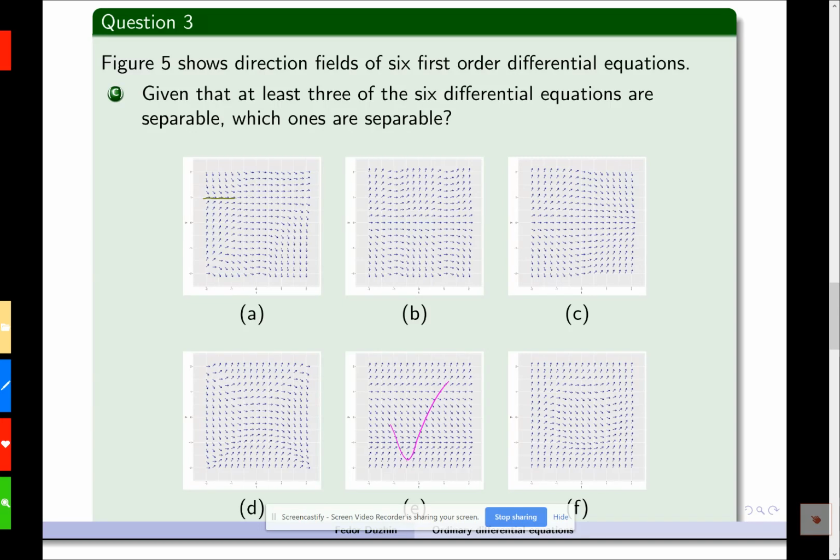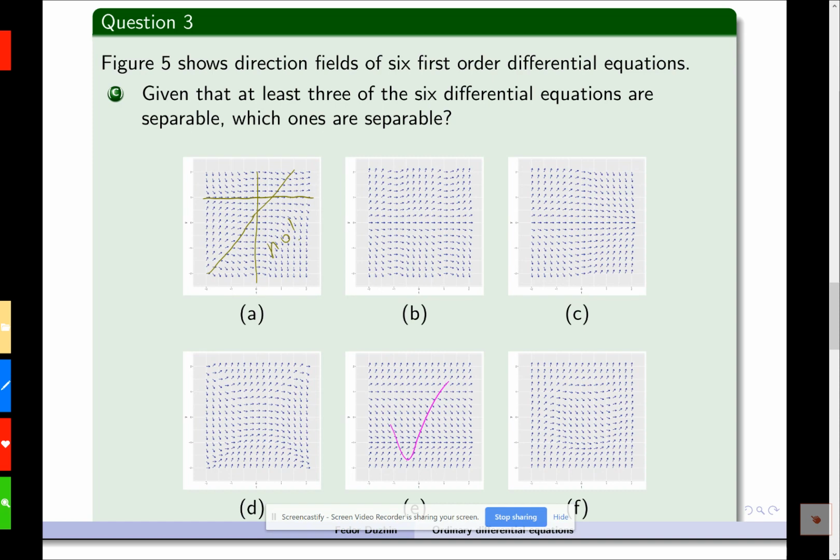So A, these are zeros of the right-hand side. Zeros of the right-hand side means that we should look at all points where the arrow is horizontal. So here the arrow is horizontal, and also here the arrows are horizontal. In this case, we have one horizontal line, one vertical line, and one slant line. So since this is not the union of vertical and horizontal lines only, it means that A is definitely not a separable differential equation.